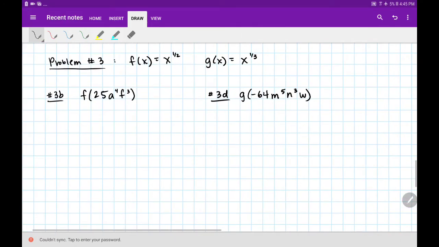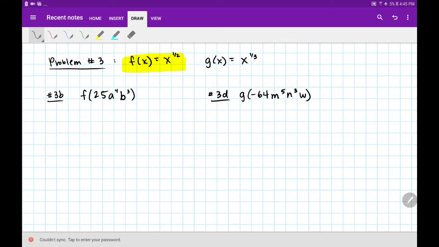Okay, last problem, problem number 3. All right, so I'm going to make a quick adjustment on number 3b. It says f of 25a to the fourth f cubed. Since f is actually our function over here, and I don't want to confuse anybody, I'm going to erase that f variable and replace it with a y. Or actually, why don't we do b cubed? Okay, so that's the only change that I'm going to make. Otherwise, we're going to do the same problem.